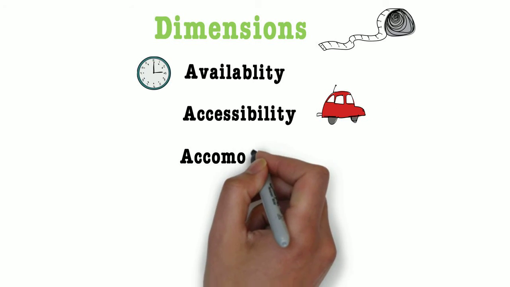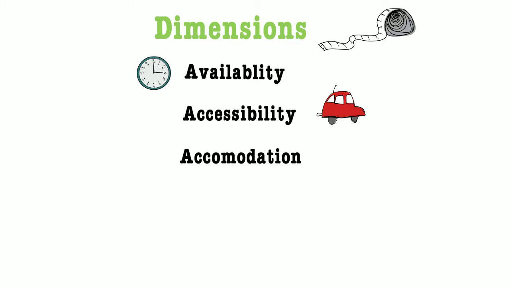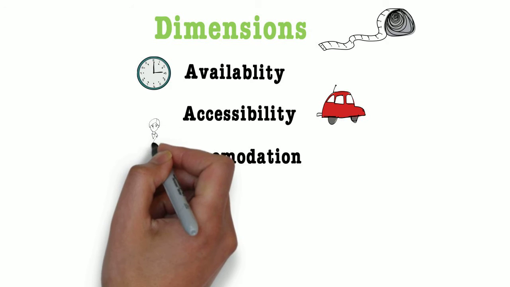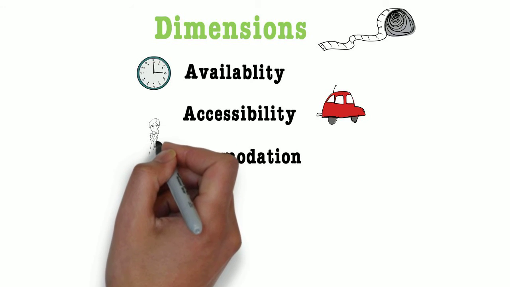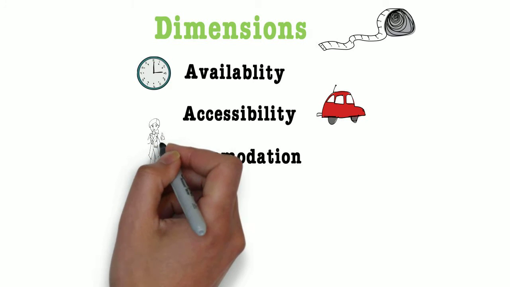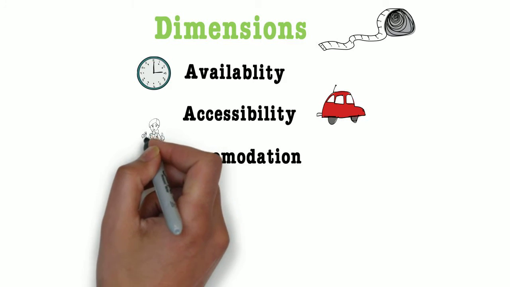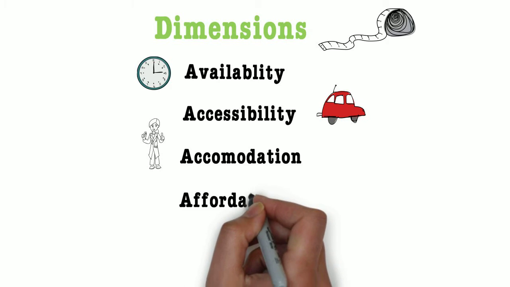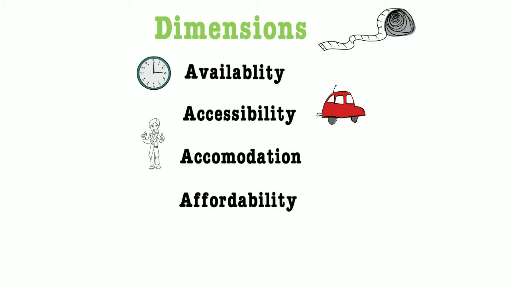The third is accommodation. Accommodation refers to how healthcare is organized so that patients can actually access care. Can individuals make an appointment? Are the established hours such that individuals can attend appointments? Can a patient be seen within a reasonable time frame?